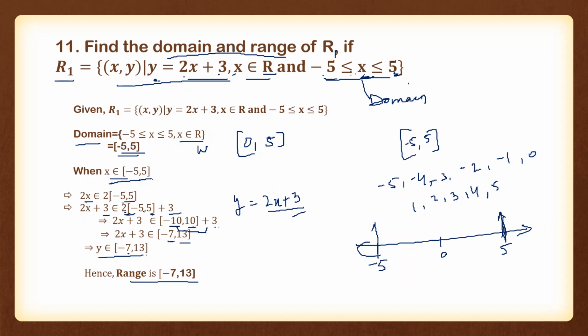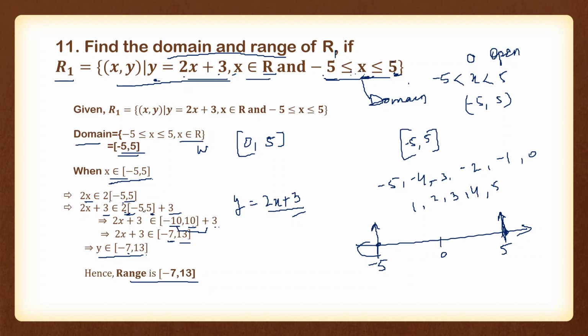So the question is whether to include this value or not. This is called a closed interval, because this is equal. When we write it like this, that's called an open interval. If it would be minus 5 less than x less than 5, then the interval would be minus 5 and 5. It's like that. That means what?